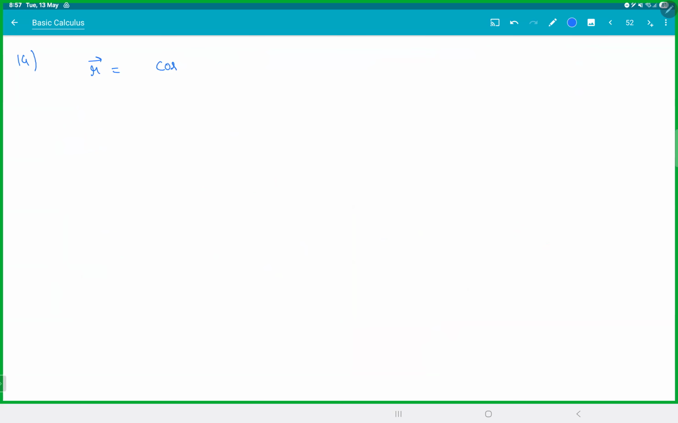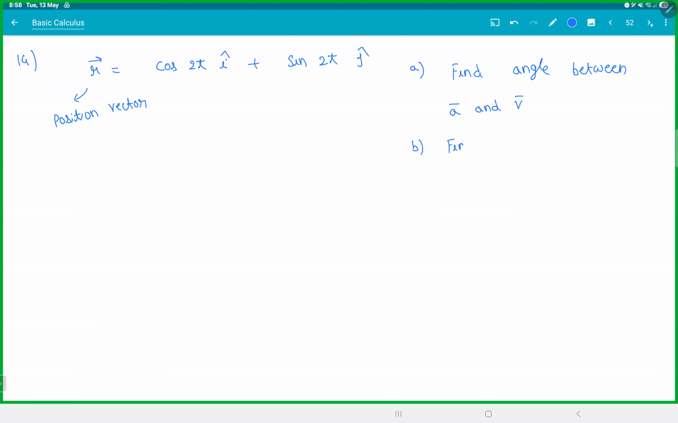Let's say R bar is cos 2t i cap plus sin 2t j cap. R bar is a position vector. Find angle between A bar and B bar. Let's get this thing. Find angle between A bar and B bar. Or let's do one thing. Find angle between A bar and R bar. That is better.